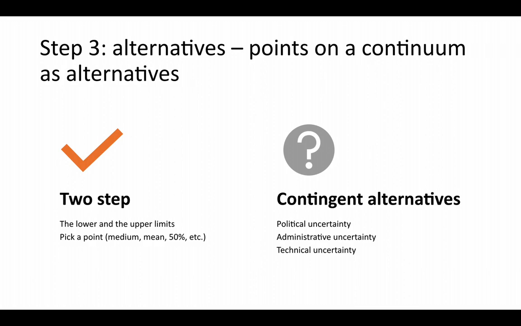And also, if you only focus on the basic ones, it can be from a continuum perspective. Which means you can select a point as the basic option, then you have high and low solutions. And also, you need to consider the political, administrative, and technical uncertainties when you are thinking about your policy alternatives.